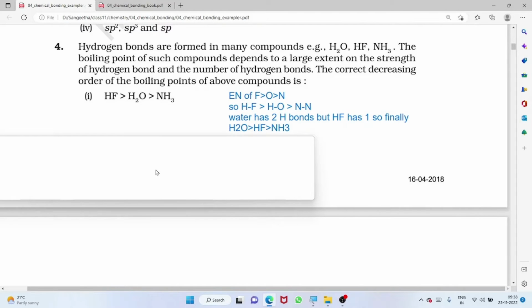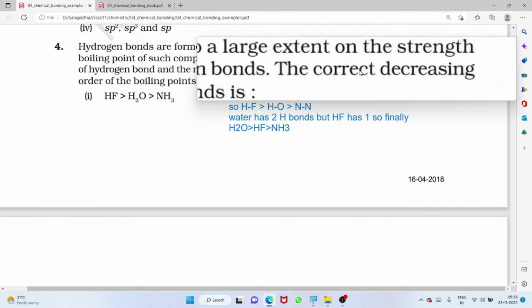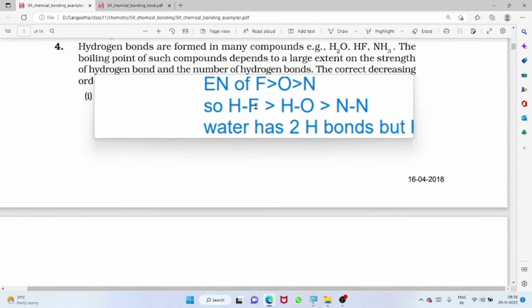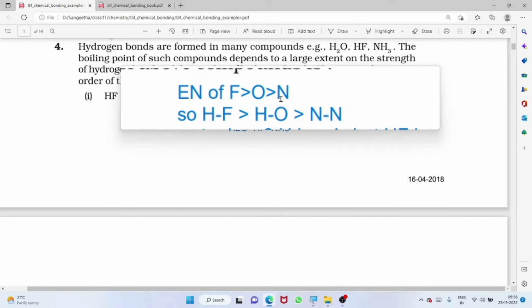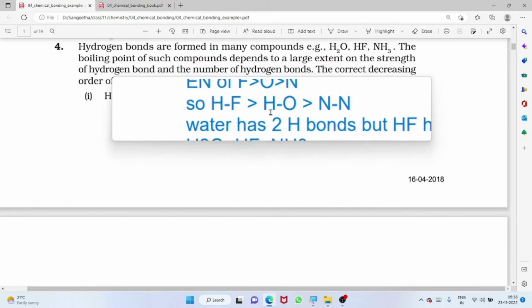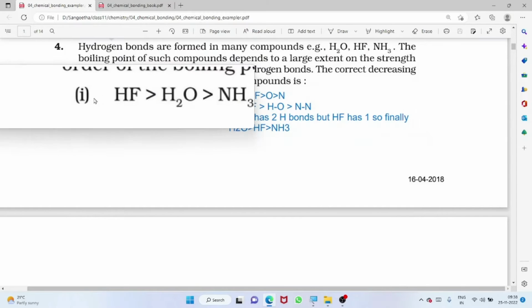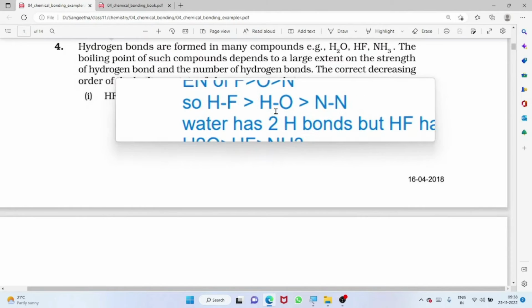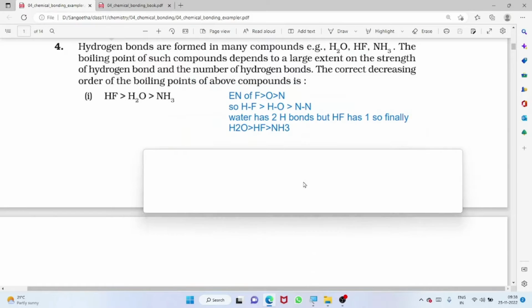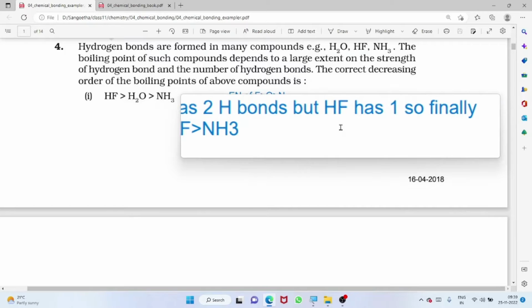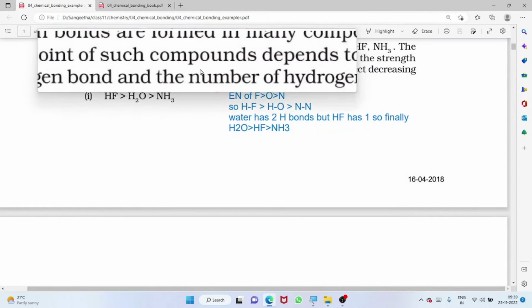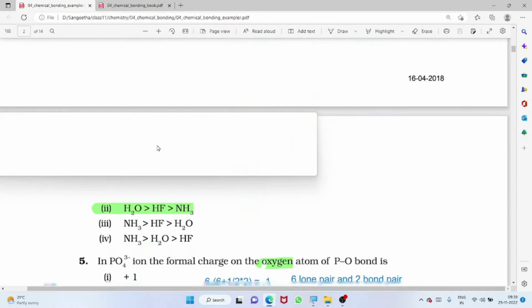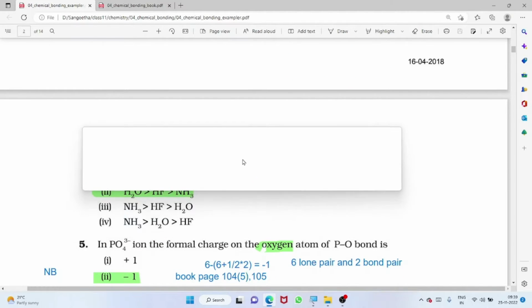Hydrogen bonds are formed in many compounds, for example H2O, HF, NH3. The boiling point of such a compound depends to a large extent on the strength of the hydrogen bond, and the number of hydrogen bonds also matters. What is the correct decreasing order of the boiling points? Fluorine is more electronegative than oxygen, which is more electronegative than nitrogen. Based on this, we put HF first, then H2O, then NH3. But water has two hydrogen bonds, while HF has only one. They mention the number of hydrogen bonds also matters, so water comes first. So water, HF, then NH3.